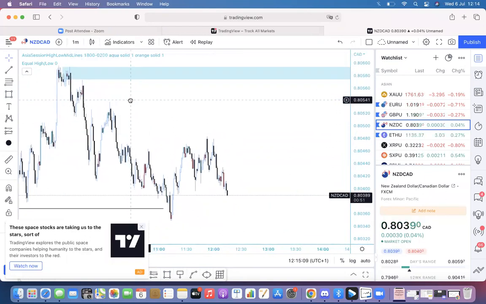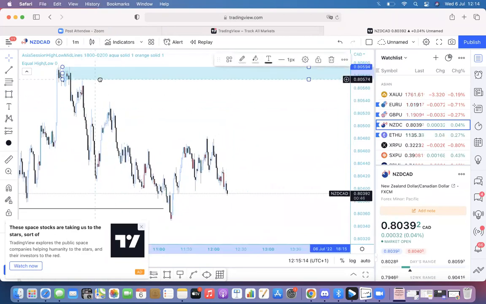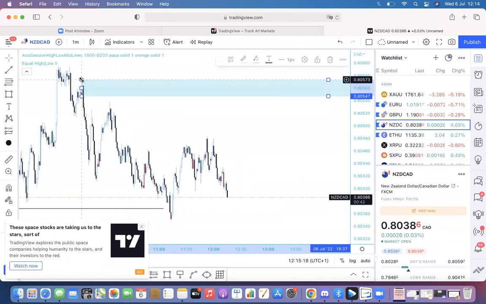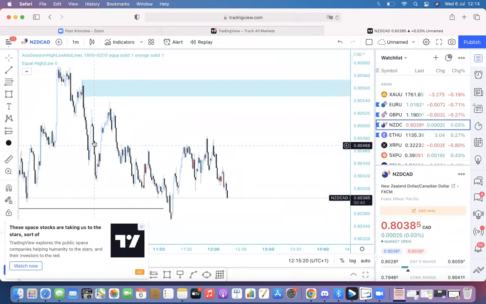Okay, and it wasn't mitigated. So this is a very good order block. We might also just reach this one though, which is a pretty good order block because it manipulates and breaks structure.